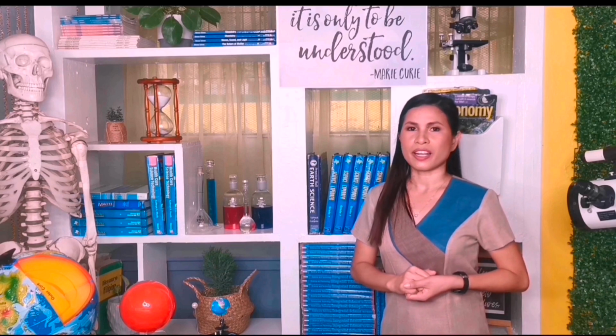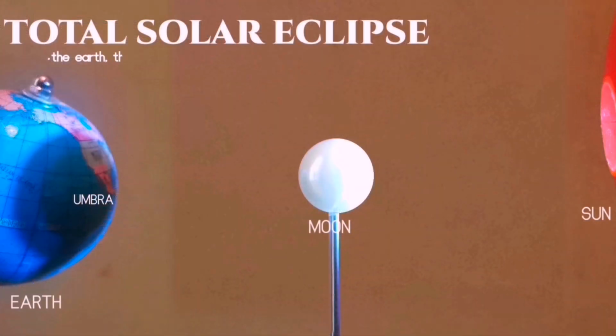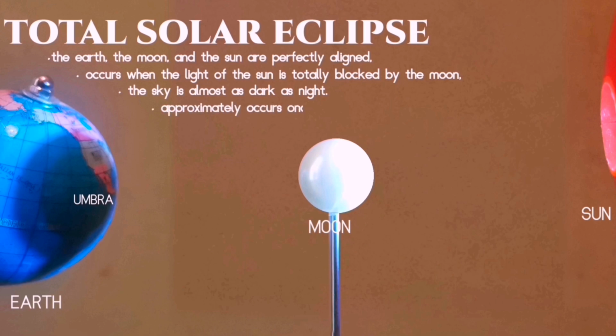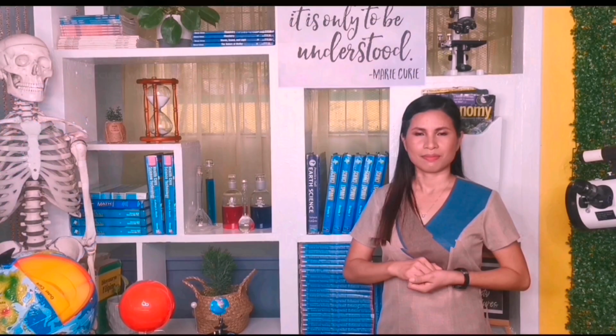During total solar eclipse, the Earth, Moon, and Sun are perfectly aligned. And it occurs when the light from the Sun is blocked by the Moon, and the sky is dark as night. Approximately, total solar eclipse occurs once every 18 months and can range from a second to 7.5 minutes.